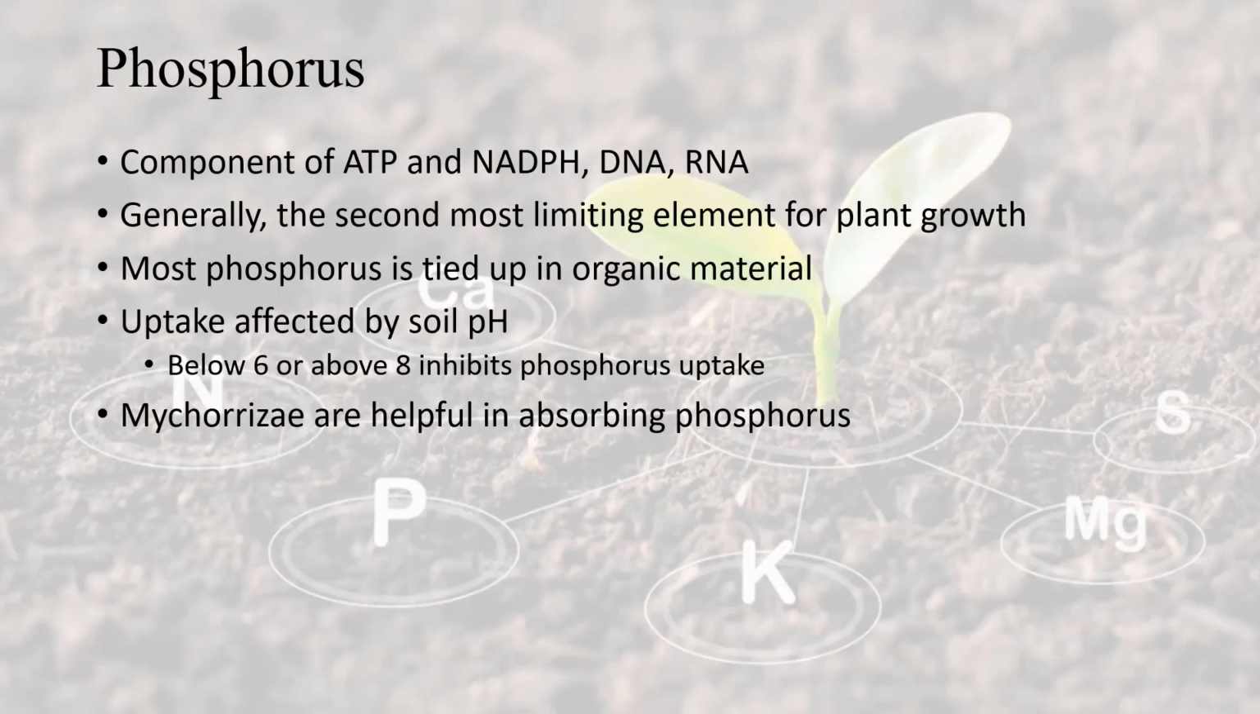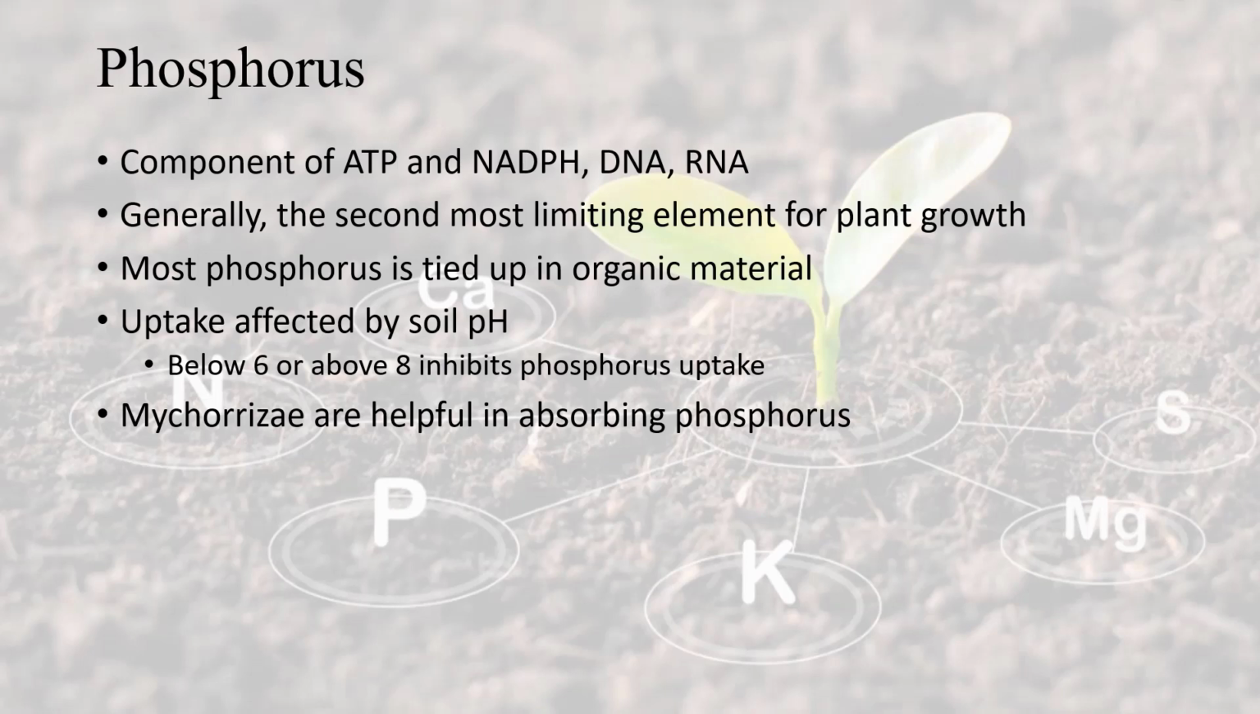Which now brings us to our next primary macronutrient, phosphorus. Again, phosphorus is important because it's an important aspect of different cellular processes or plant structures. It is generally, following nitrogen, the second most limiting element for plant growth. Now, most phosphorus is tied up in organic material, and its uptake is also affected by soil pH, right? So below 6 or above 8 is going to inhibit phosphorus uptake. And we're going to look at pH in a couple slides and see how it can impact our uptake of mineral nutrients. And our mycorrhizae are helpful in absorbing phosphorus.